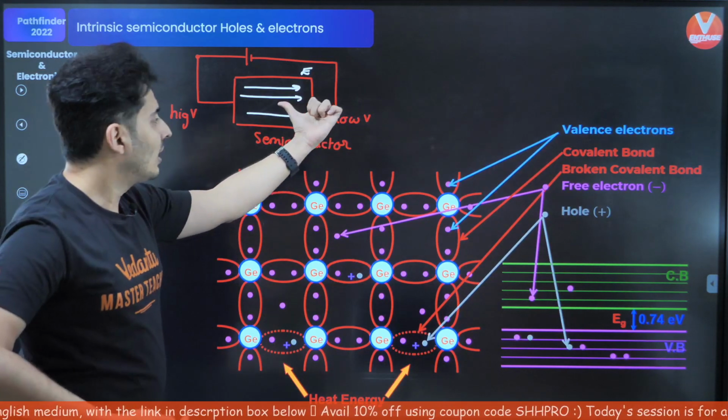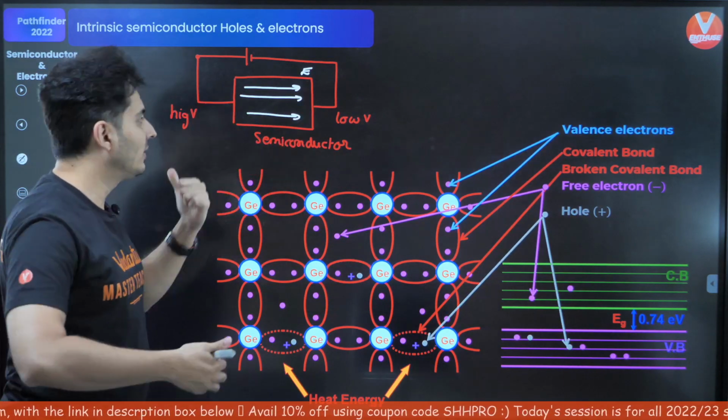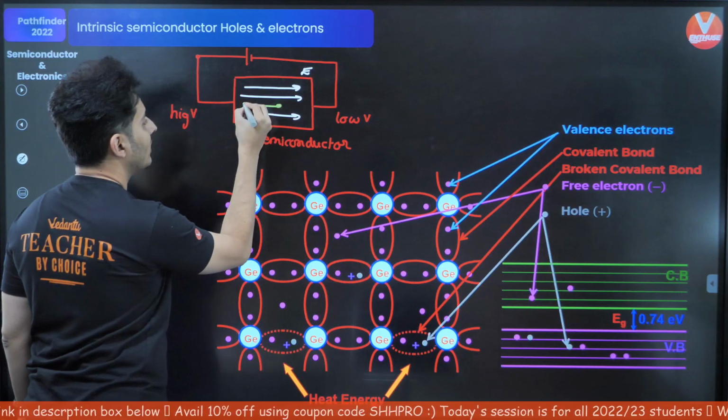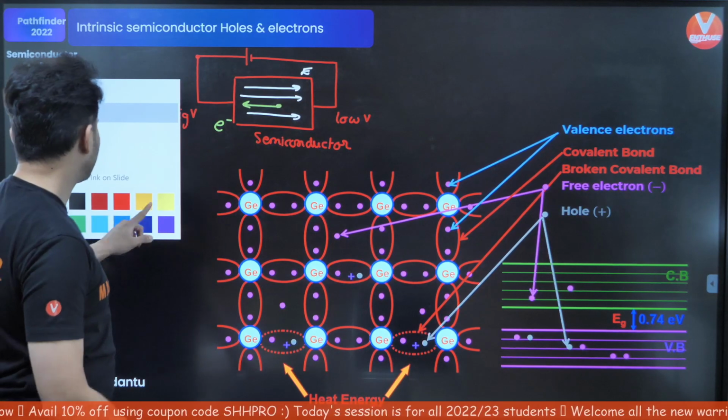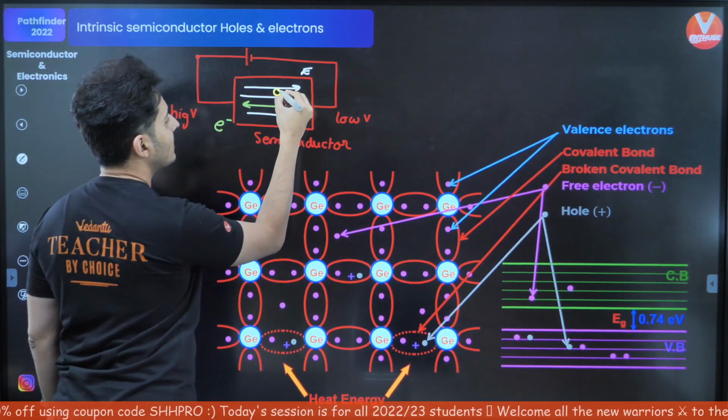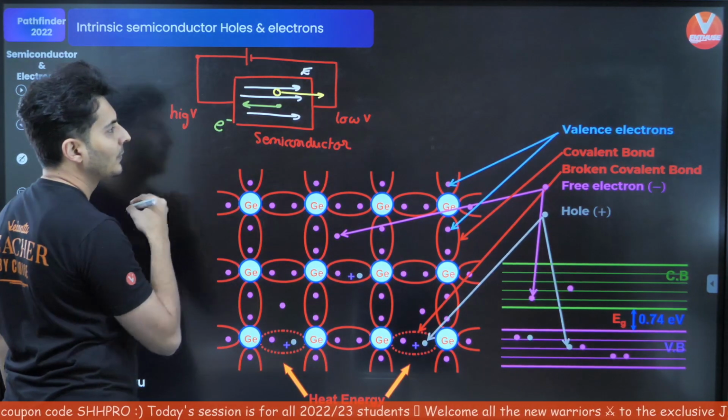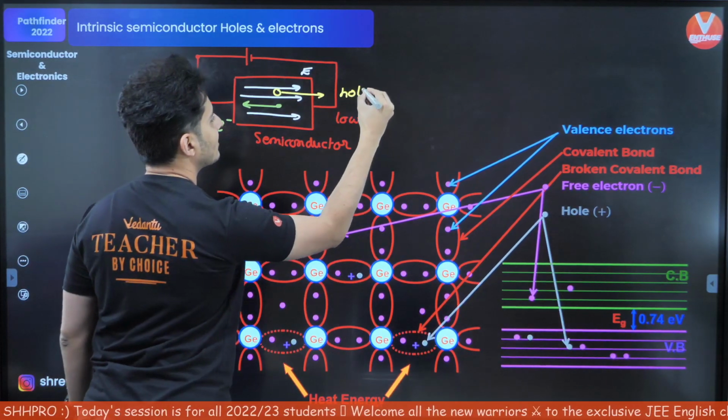Electrons will get applied by a force opposite to the field. So you will see the electrons moving like this, and you will see the holes because of that shifting like that. So the holes will move like this.